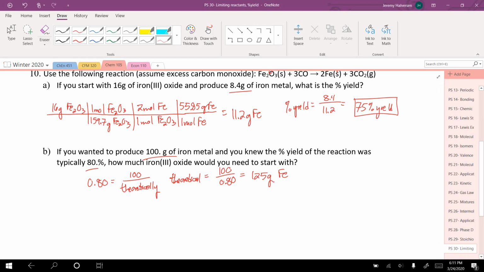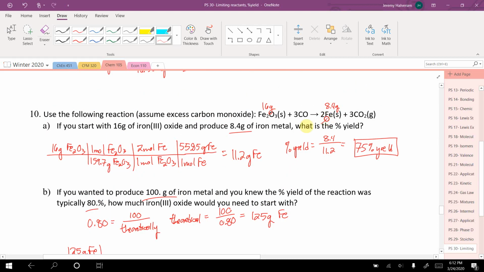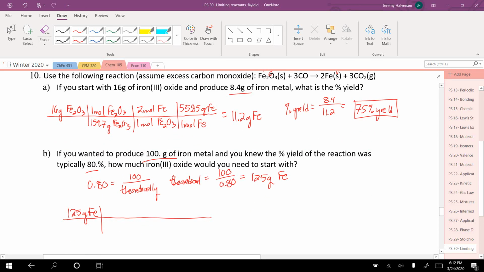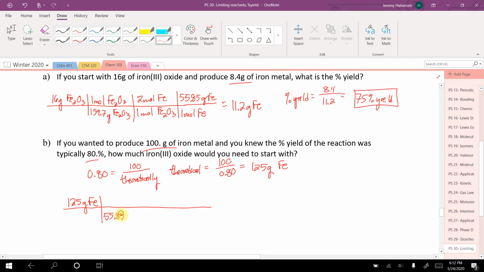Now I have to say, well, how much iron(III) oxide do you need to start with? Well, I'm trying to get 125 grams of iron. So I'm going to convert this back from iron to iron(III) oxide to figure out how much I would start with to try and get 125 grams. Molar mass of iron. The reaction tells me 2 moles of iron come from 1 mole of Fe2O3, and that 1 mole of Fe2O3 is 159.7 grams.